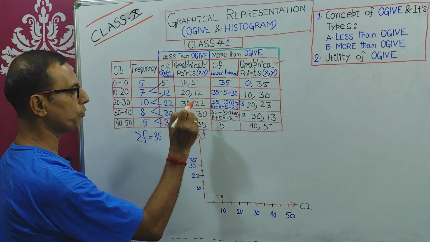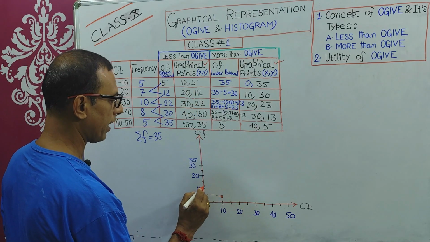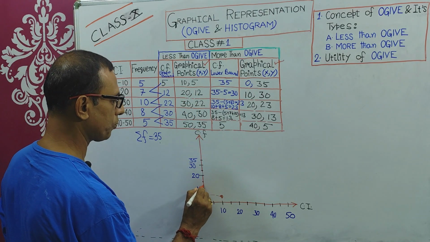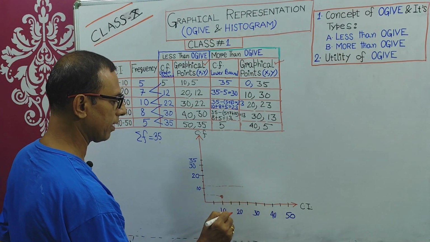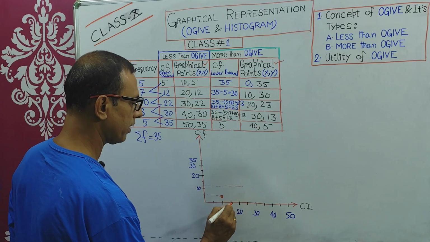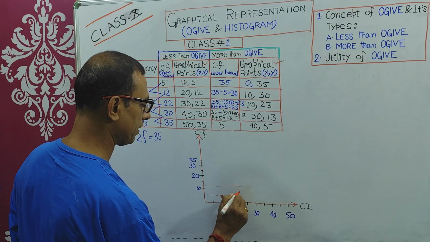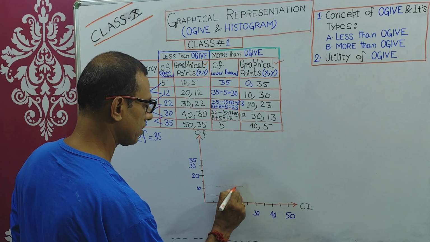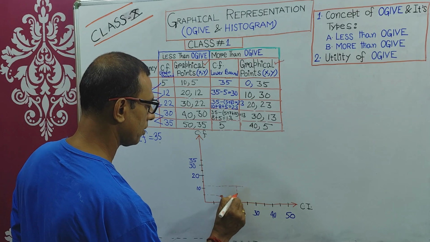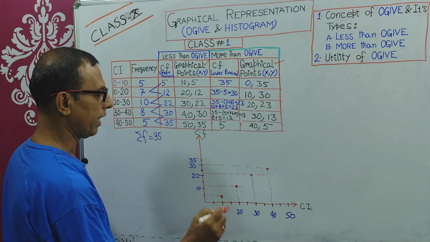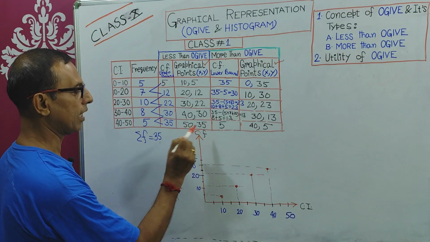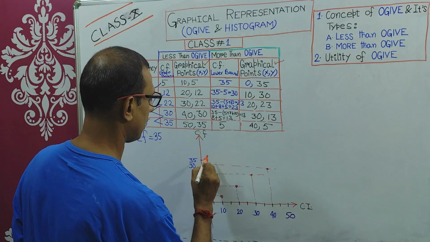Next is 20, 12. So it is 20 and 10 it is here, assuming 12 will be like this. So you need to draw a line parallel to the x-axis, right? 20, 12 and a perpendicular from here. 20, 12 means near like this one, right? And then it is 50, 35.